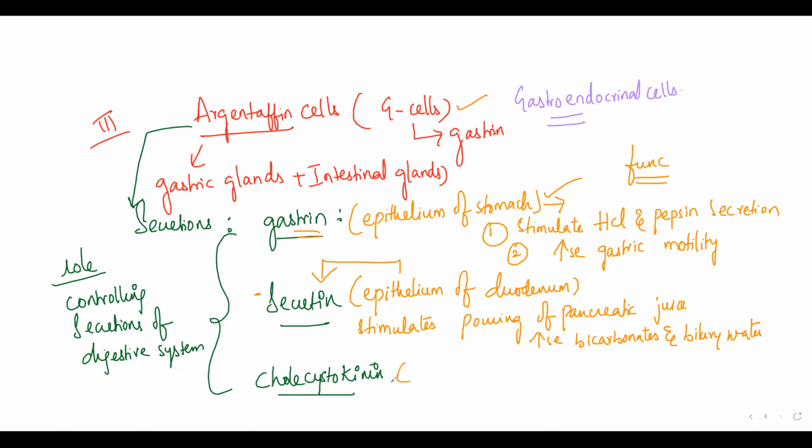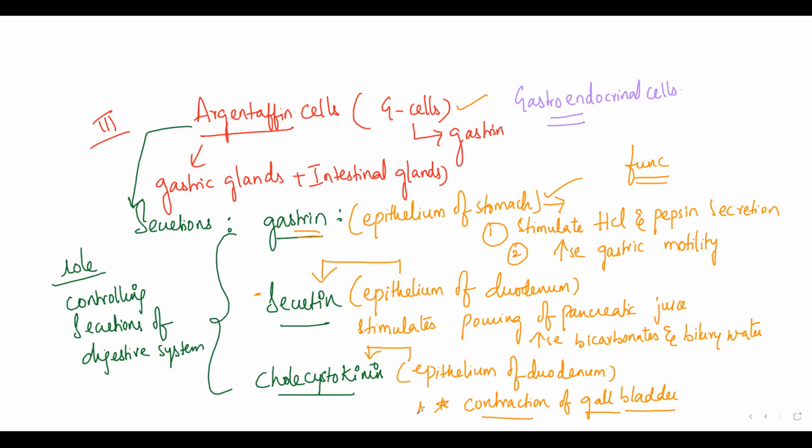And lastly, we have the cholecystokinin. This is poured by the endocrinal cells which are lining the epithelium of the duodenum again. What the cholecystokinin does is it brings about the contraction of the gallbladder. If the gallbladder contracts, it is going to be involved in pouring of the bile juice, right? So it brings about the contraction of the gallbladder and pouring of the bile juice.